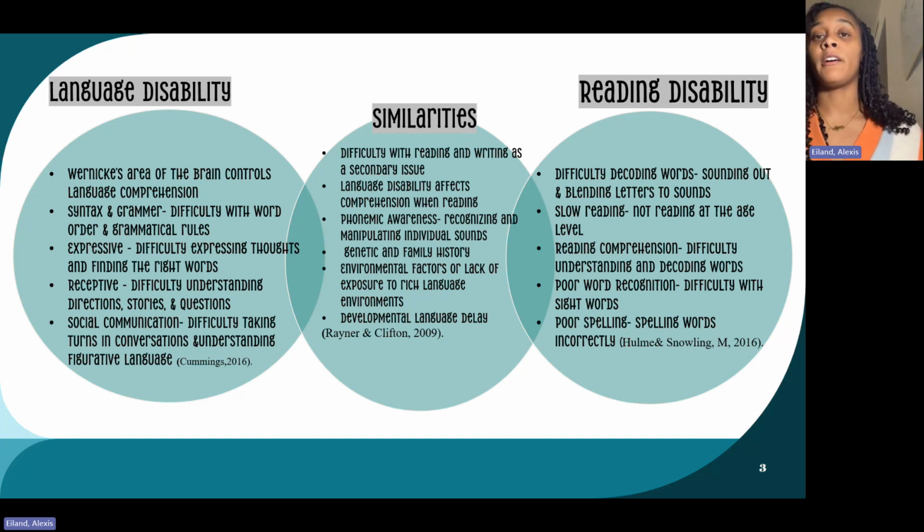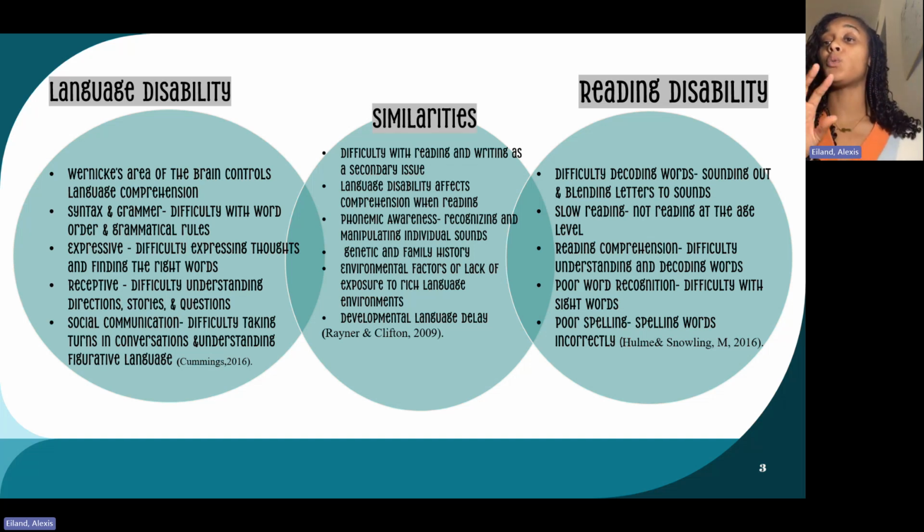Another area of somebody with language disabilities is expressive language, which is difficulty expressing their thoughts and finding the right words to convey what they are talking about or emotions. Another difficulty is receptive language, which is difficulty understanding directions, stories, and questions. Further in the presentation, we'll talk about some of those difficulties with multi-step directions. Social communication is also impacted, which is difficulty taking turns in conversations and understanding figurative language.